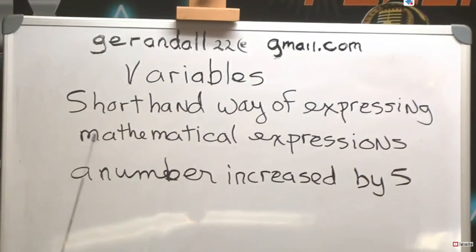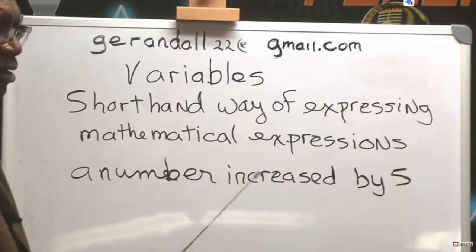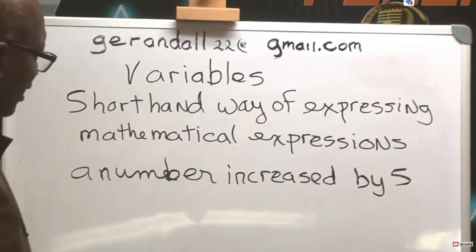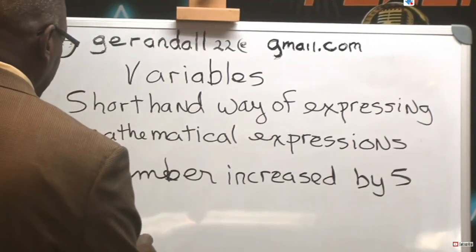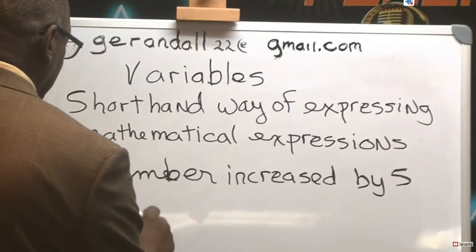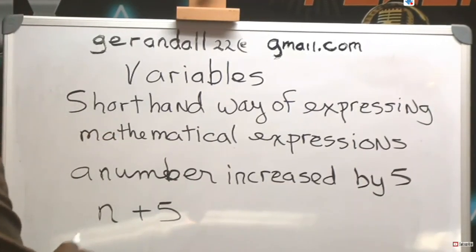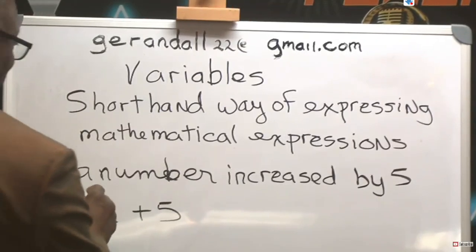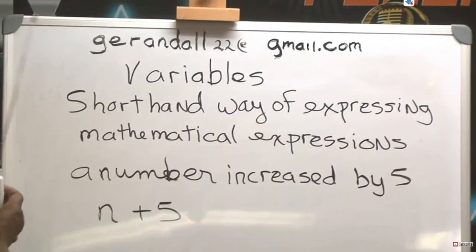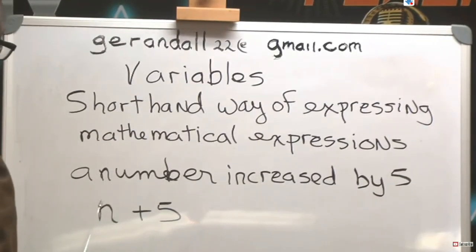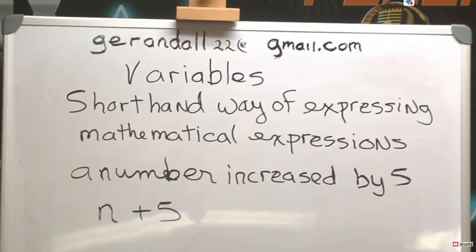A variable can be used A through Z. I don't expect you to use the letter X because you might get confused with multiplication. So again, we'll use a number N increased by 5. I think for our shorthand expression, I'd want to write N plus 5. Real quick.